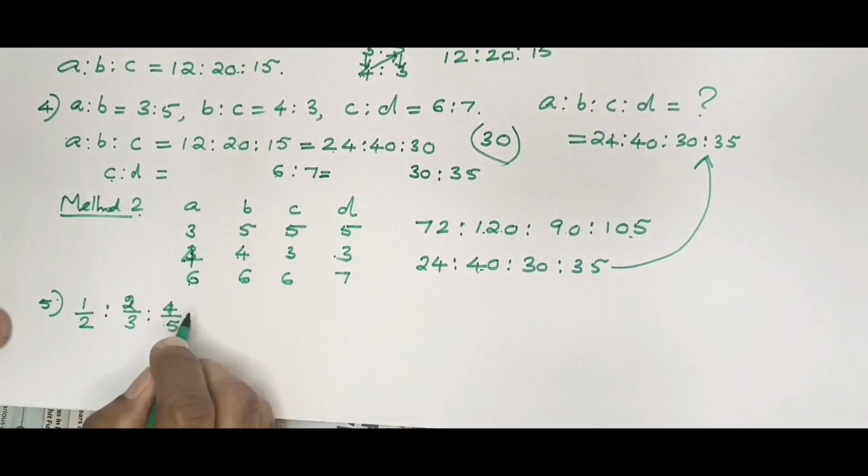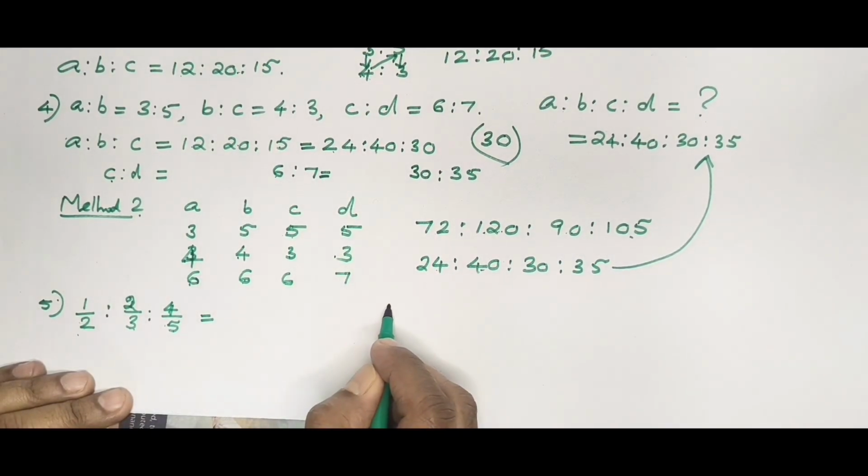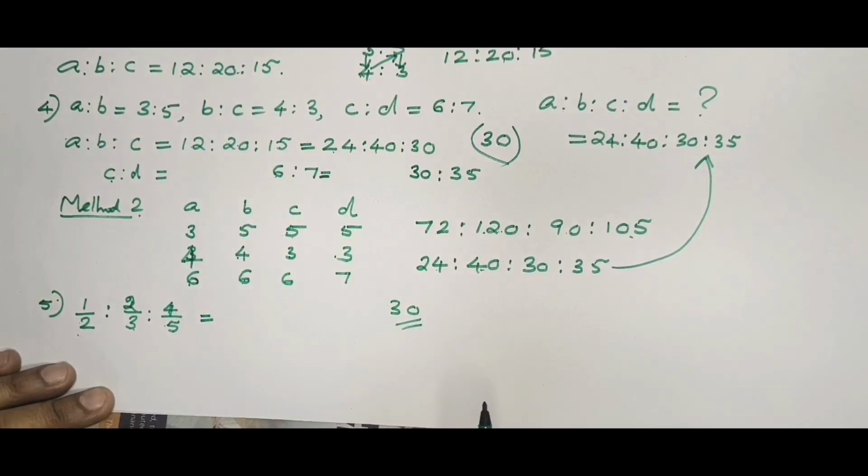So how to convert this into a ratio with positive integers? Look at the denominators 2, 3, 5. Take the LCM of 2, 3, 5. What is the LCM? 30. Multiply the 3 terms of the ratio by this number 30. As I said before, if you multiply a ratio by the same number or if you divide a ratio by the same number, the ratio will remain the same.